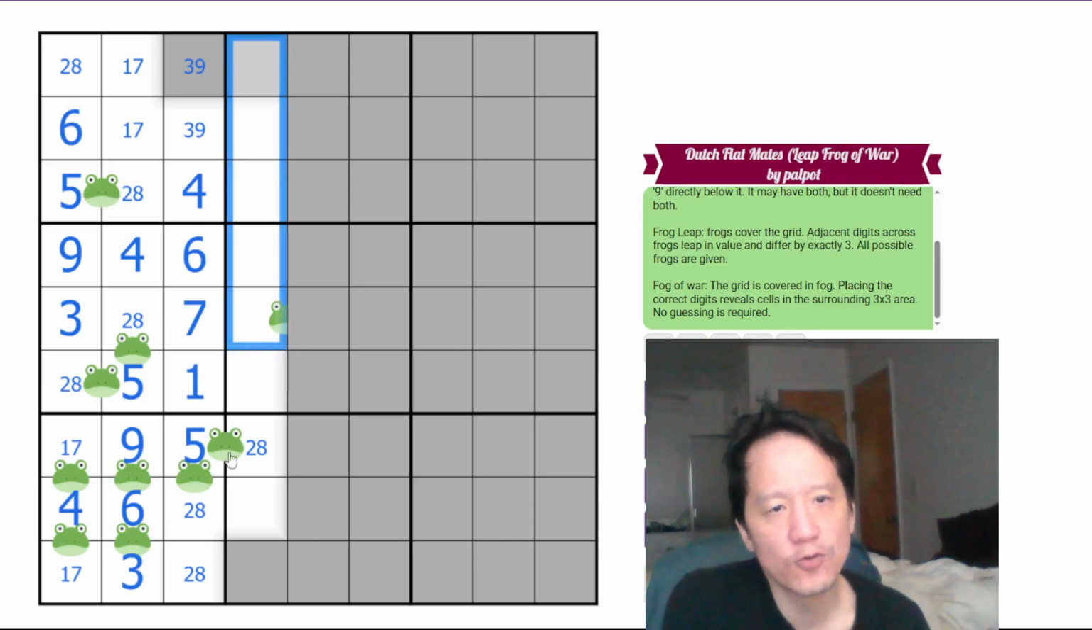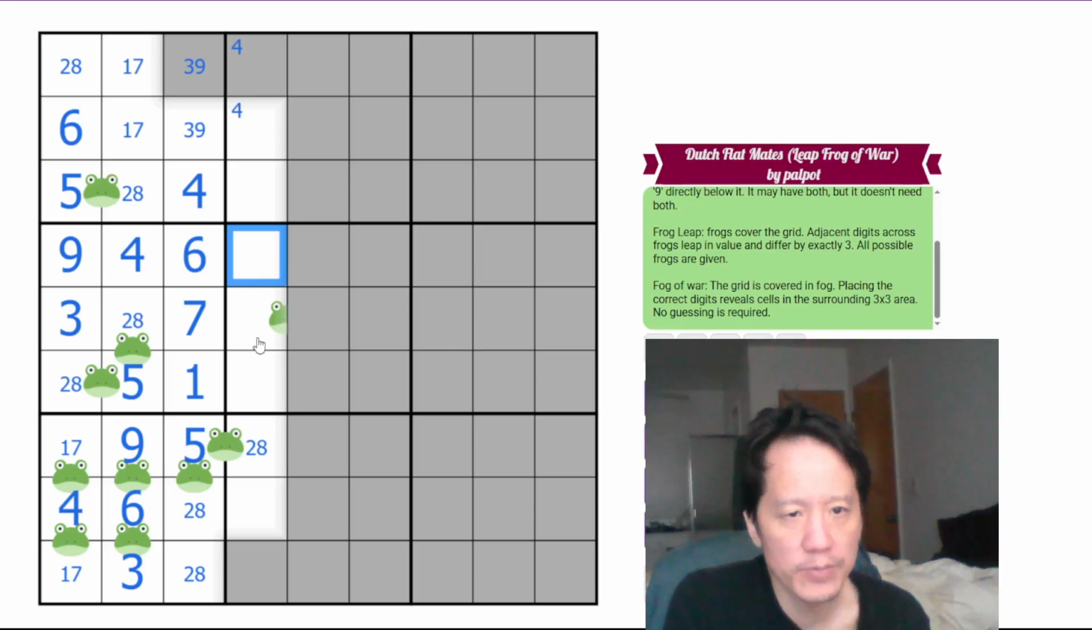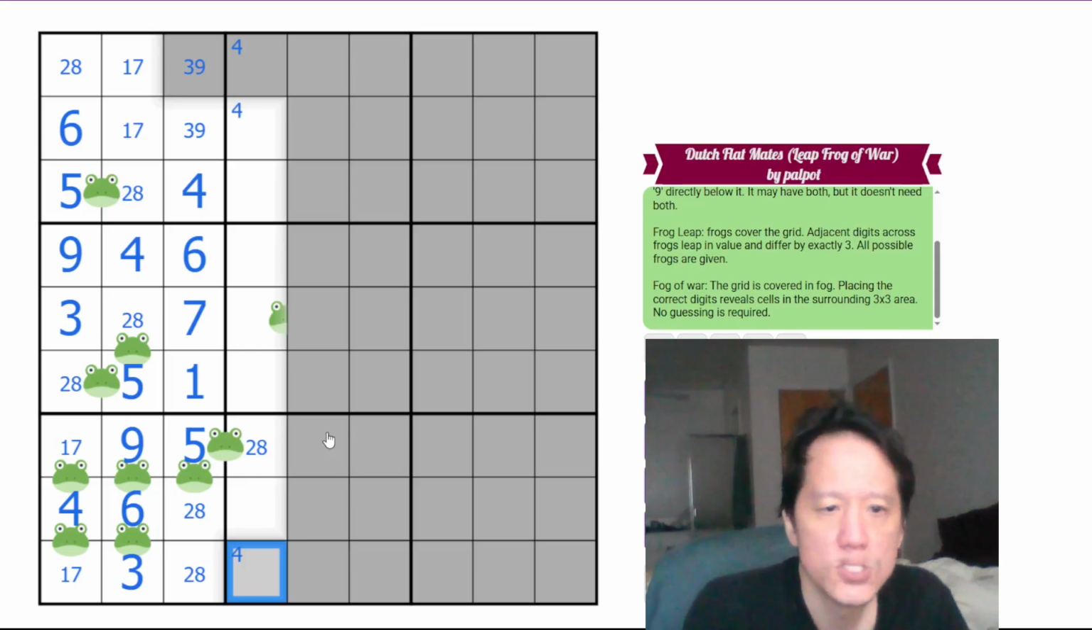Okay, where can the 4 be in column 4? It has to be one of these two digits. Cannot be here, cannot be here, can't be any of these because there would be a frog in between them. Can't be here. It cannot be here, so it could also be here. Okay, that's not that helpful.